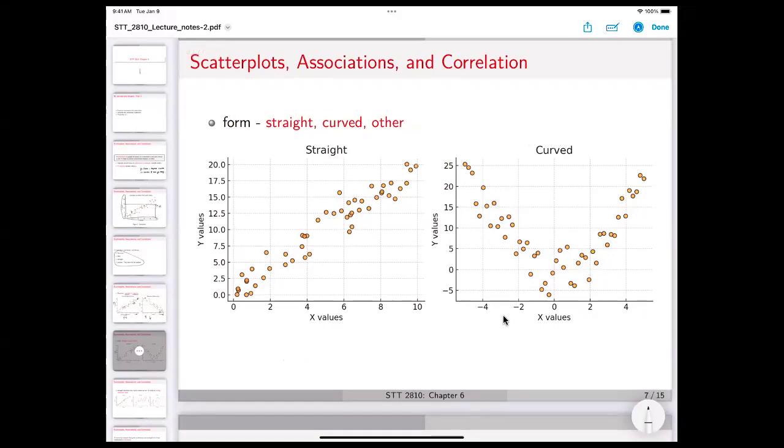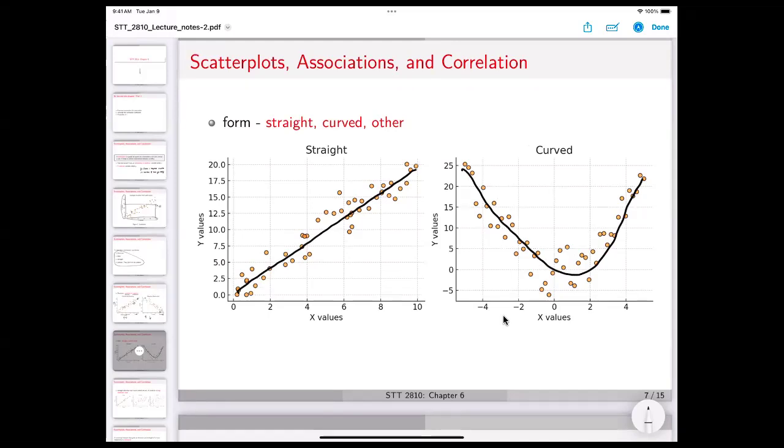So, for example, for the form, we have straight, curved, or others. When you look at this scatter plot here, you can draw a straight line here. Is that okay? And so then you can see that the form is straight. Does that make sense? When you look at this one here, it looks like this. So you see the form is what? Curved.